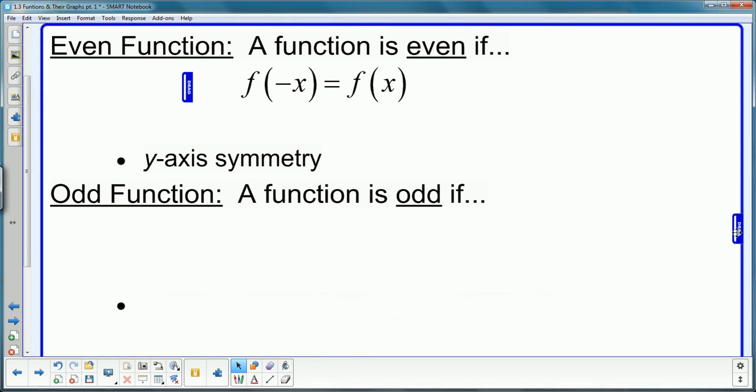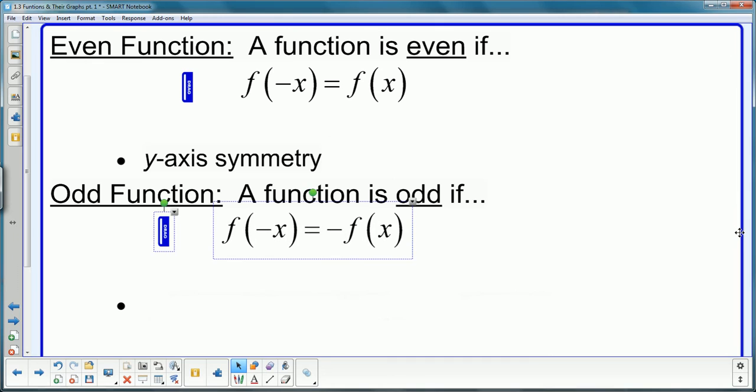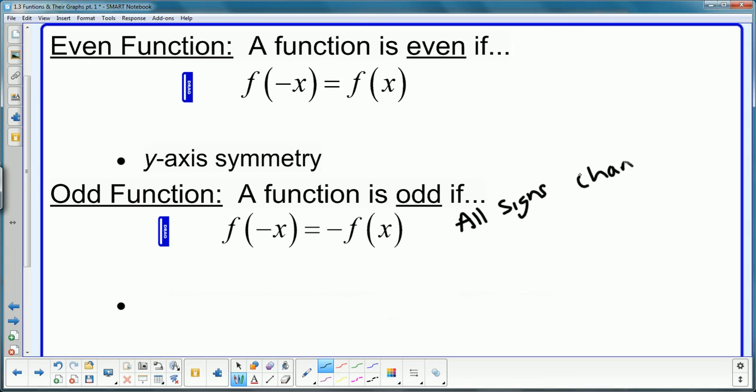An odd function then is when we plug in that negative value for x, we get a negative f of x, which means it's odd if all signs change. Okay, so it's odd if all signs change, meaning everything with an x and everything without an x, all signs change, that's odd. An even function, you can think about this, is nothing changes.